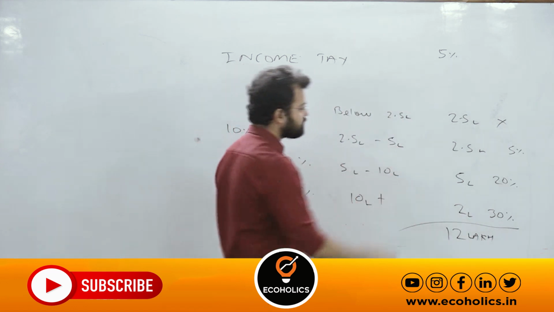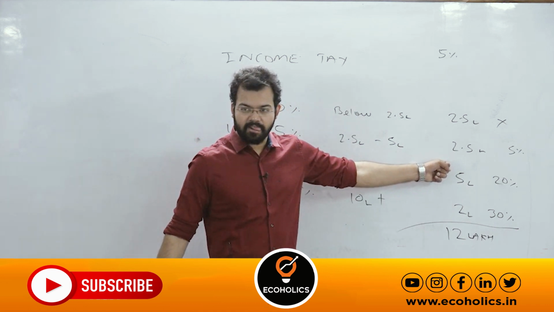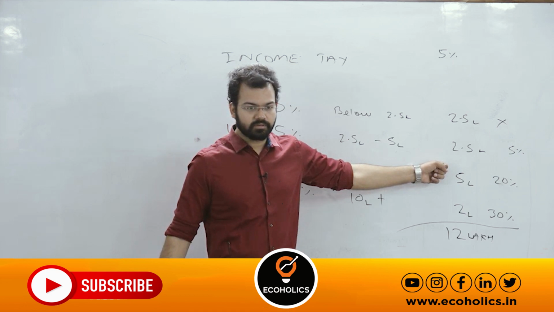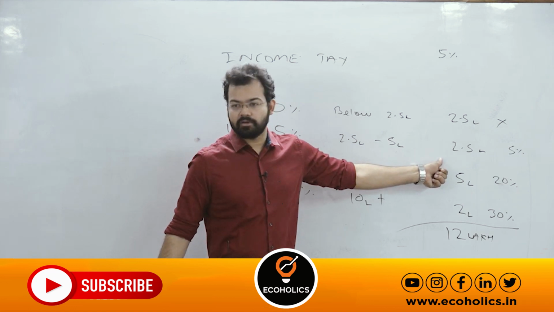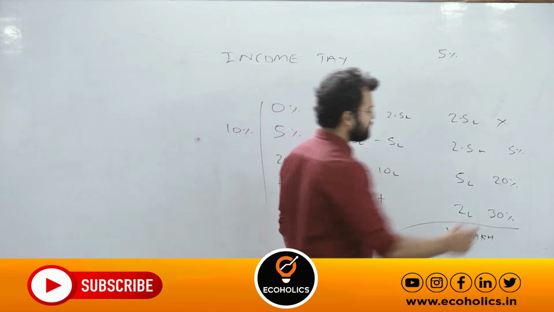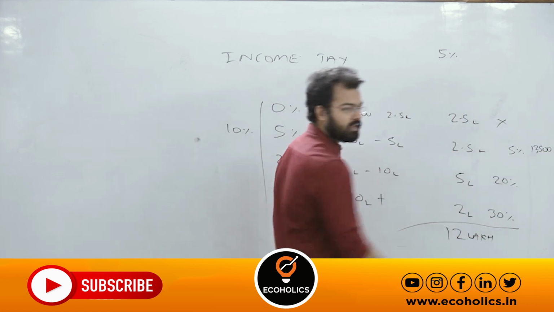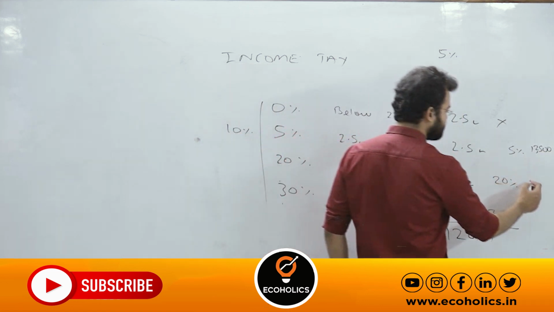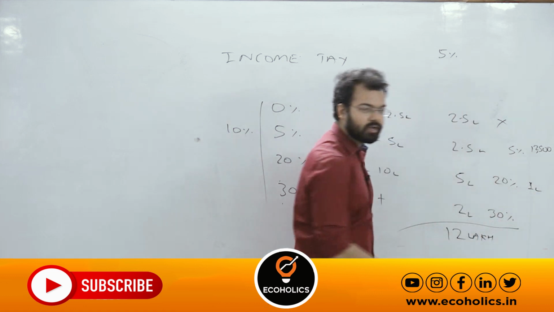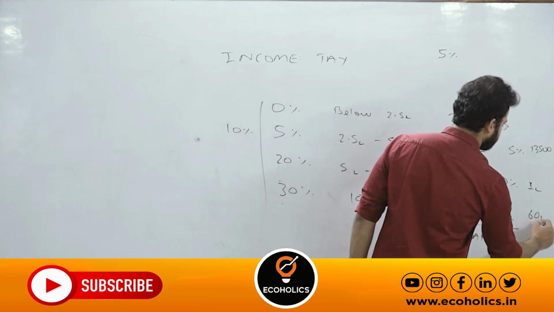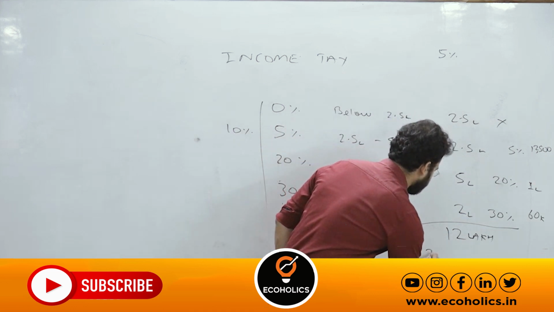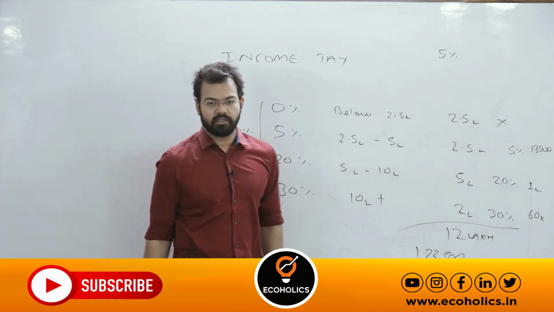We calculate this. 5% of 2.5 lakh. 5% of 1 lakh rupees is 5,000. Then 10,000, 12,500. So 12,500. 5 lakh, 20% of 5 lakh. Very easy. 1 lakh. 30% of 2 lakh is 60,000. So calculate this: 1,72,500. 1,72,500 is your tax liability.